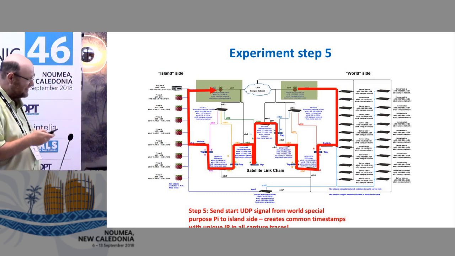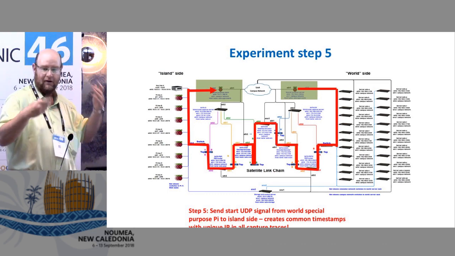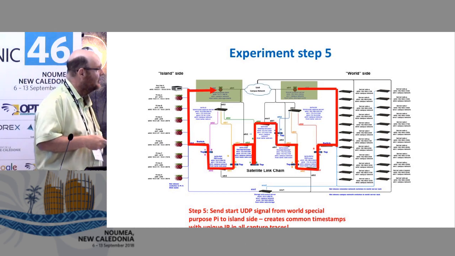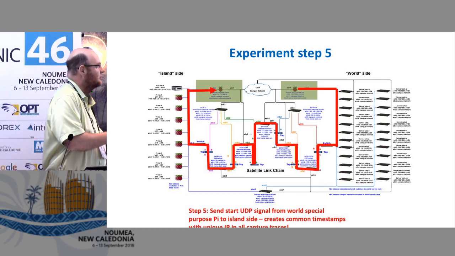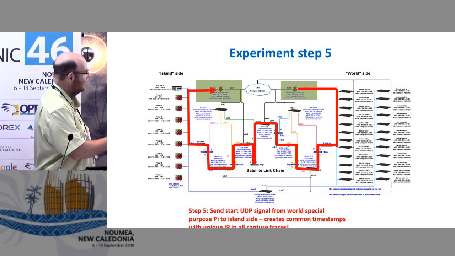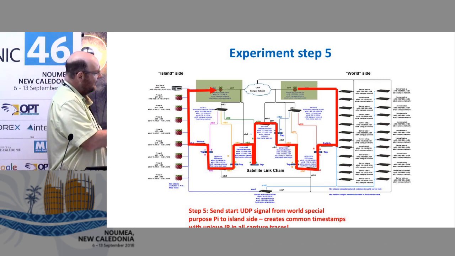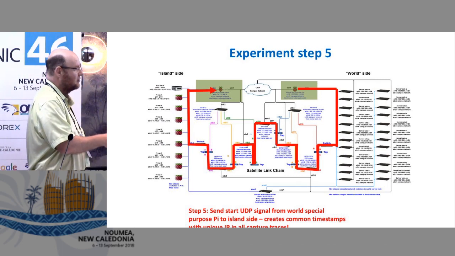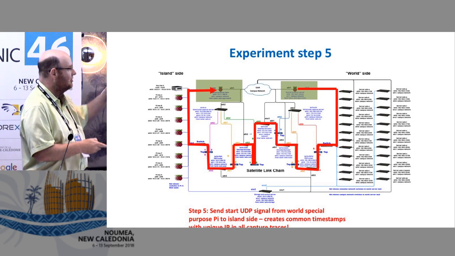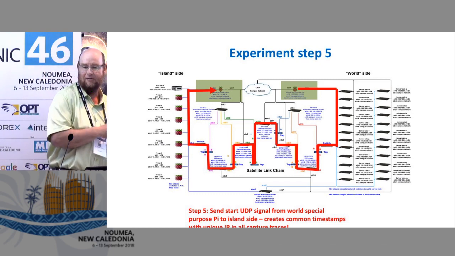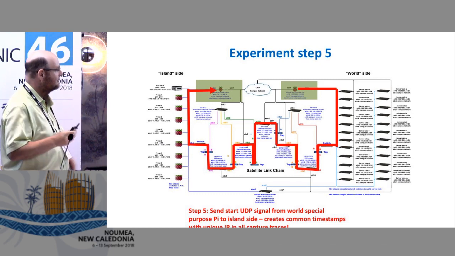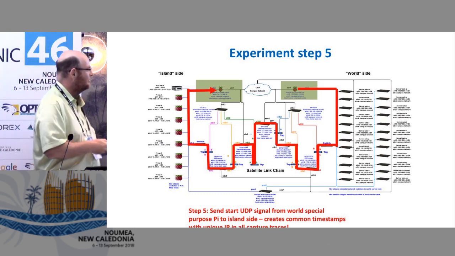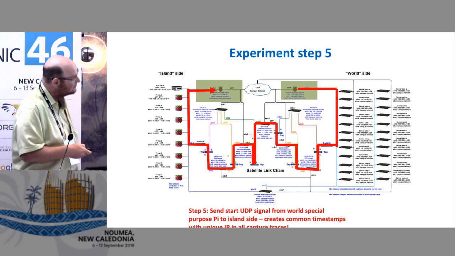Then we officially start the experiment by having a referee type whistle packet that's being sent from this special purpose Raspberry Pi here across the satellite chain to this. That packet gets caught in all of the trace files, and so we have a common timestamp from an IP address that doesn't otherwise turn up. So this establishes a common point in time in all of the trace files.